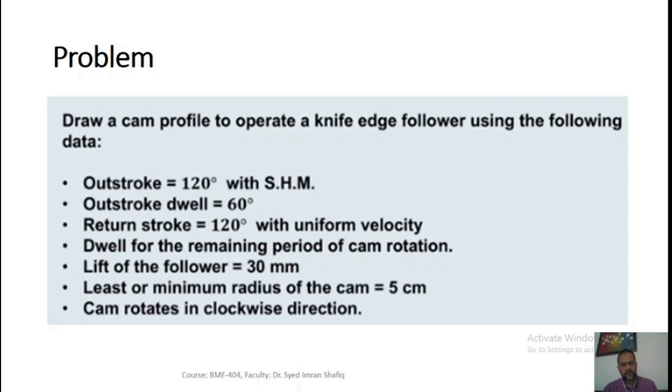As we know, there are basically three phases in which a cam rotates. First is the upward stroke or outstroke. Then there is a dwell period where it is neither rising nor falling, and then there is a return or fall. For the outstroke and the return stroke, it can follow different types of motions. For example, in the given figure, the outstroke is 120 degree with simple harmonic motion, and the return or the fall is 120 degree with uniform velocity. We need to keep this in mind while drawing the displacement diagram.